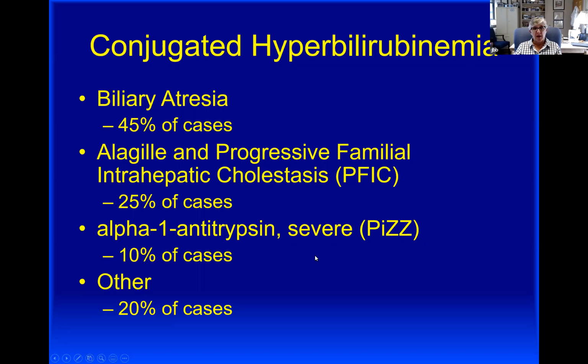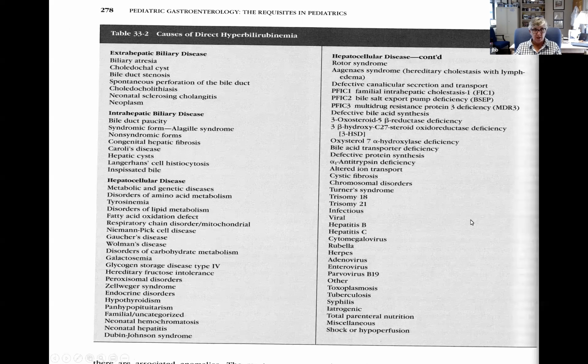Alagille is another problem with intrahepatic cholestasis because of the progressive loss of the bile ducts, and progressive familial intrahepatic cholestasis, or PFIC, is 25% of the cases. Severe alpha-1 antitrypsin deficiency is another cause, and there are a few other causes of conjugated hyperbilirubinemia too. That's the whole list of all of them that you probably can't read. I don't know how it shows up on your screen, but there are lots and lots of reasons to worry about it.